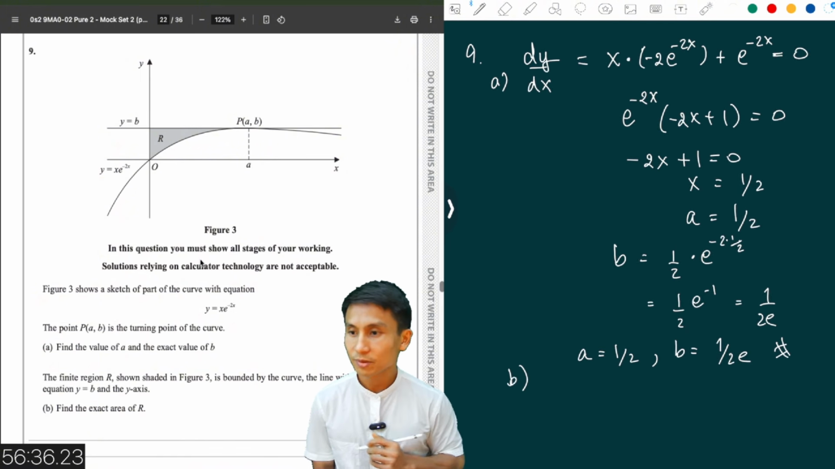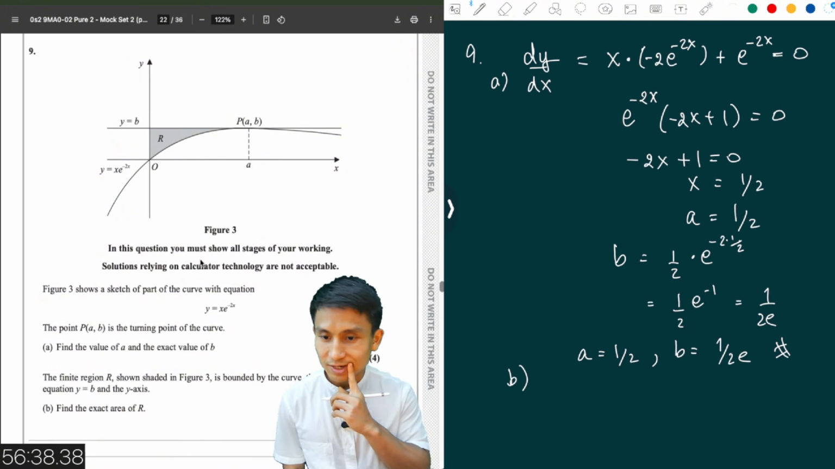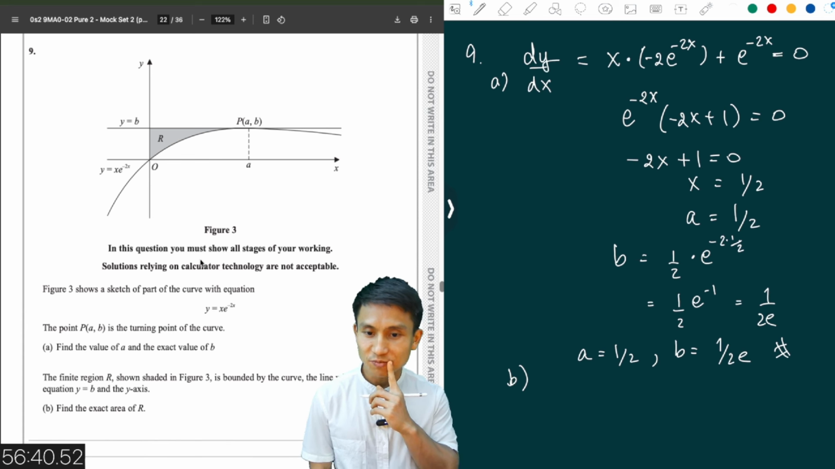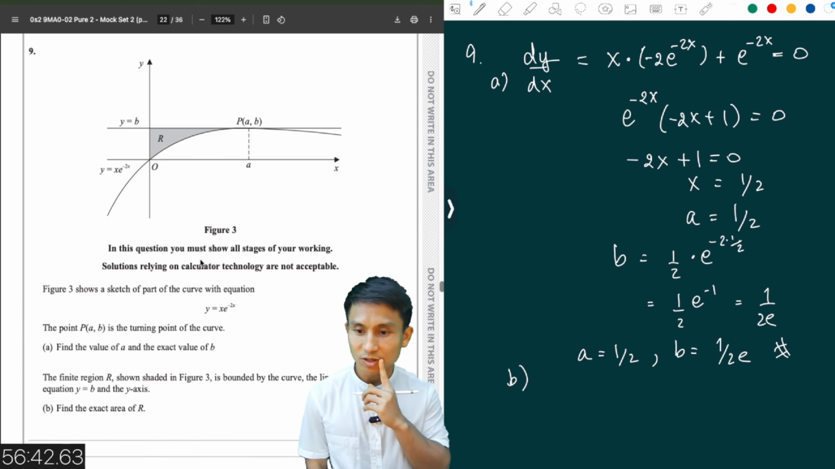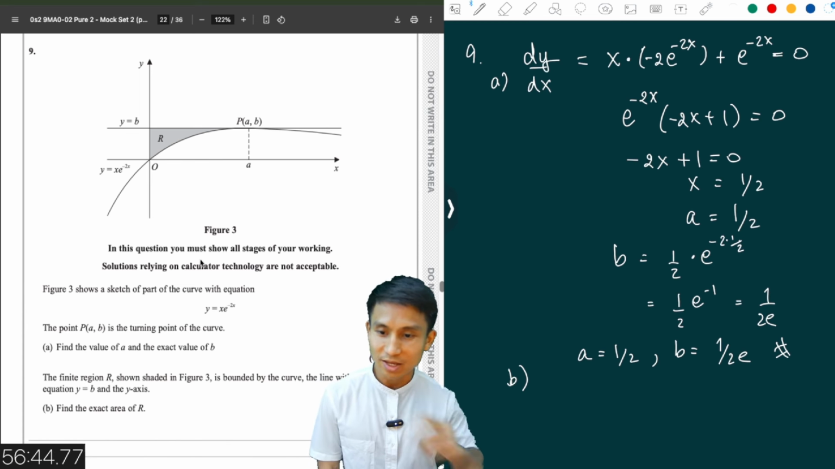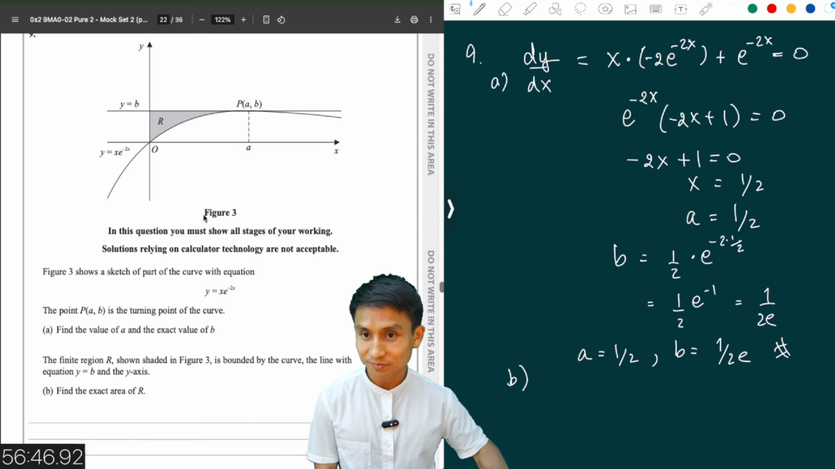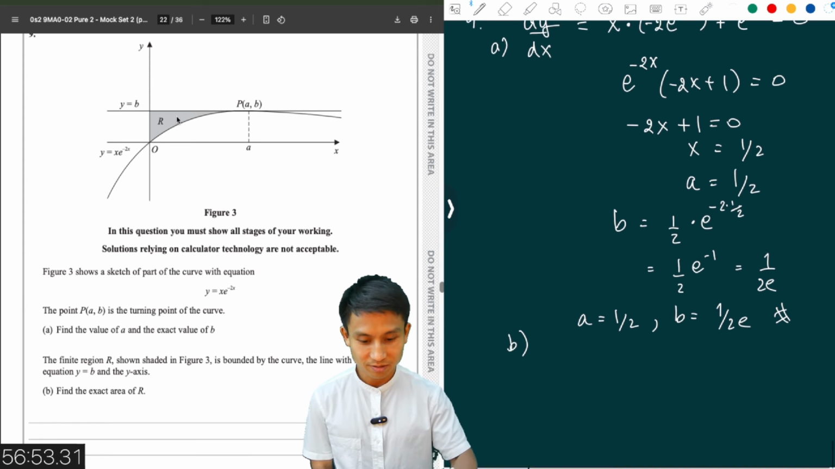Part B. The finite region R shown shaded in figure 3 is bounded by the curve, the line with equation y equals b, and the y-axis. Okay, yeah, it's just that shaded region. B, find the exact area of R.